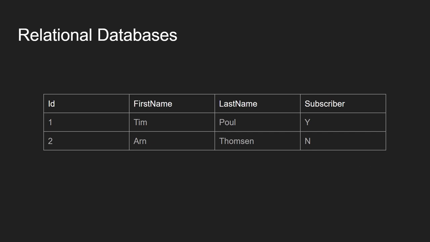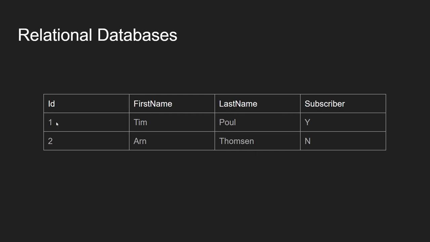So before we move on and look at an actual database and some basic commands, it's important to understand the concept. When you're looking at a relational database, you can think of it as a table, which is what it is actually called when you have one. So you will have a table which has different columns and different rows. For example, here you have columns named ID, first name, last name, and subscriber. And then you can fill in rows to these columns.